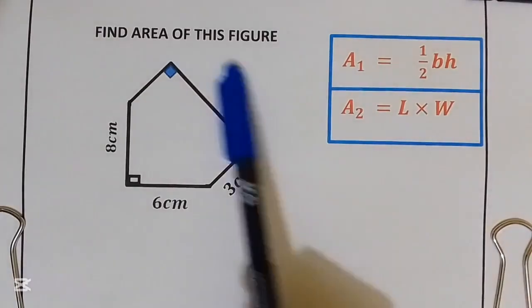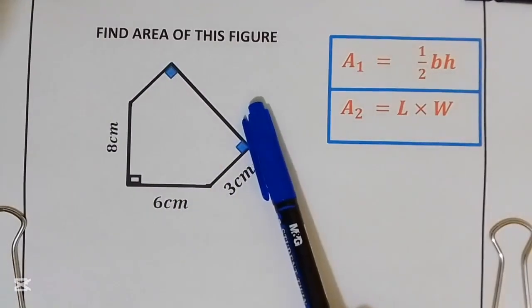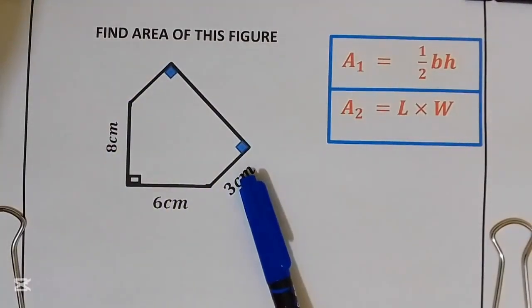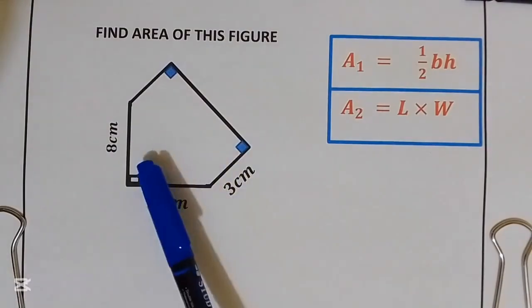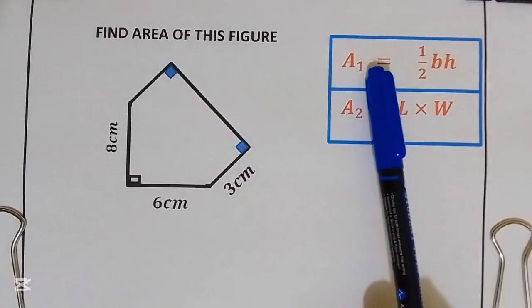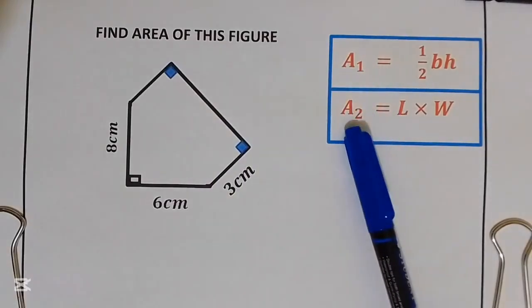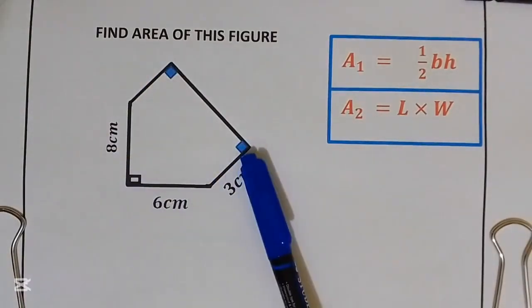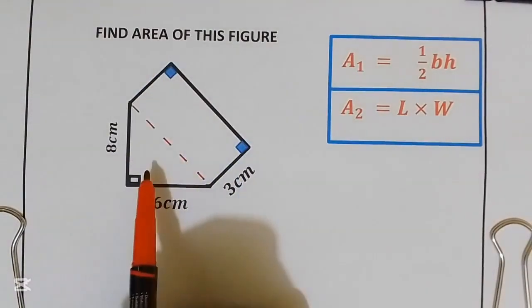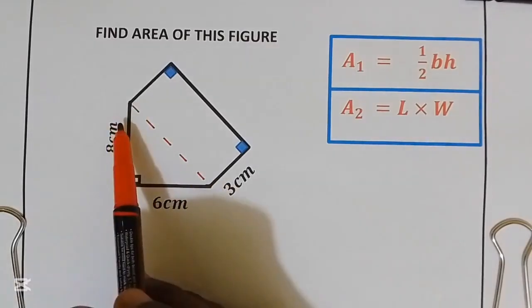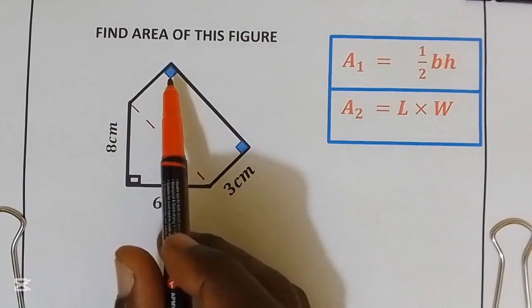Now, for this figure, what can we do? We can partition this figure into two regular figures. We can get a triangle and a rectangle, from which we can use their respective formulas to get the total area of this figure. When we partition it, we get a right-angled triangle and a rectangle.